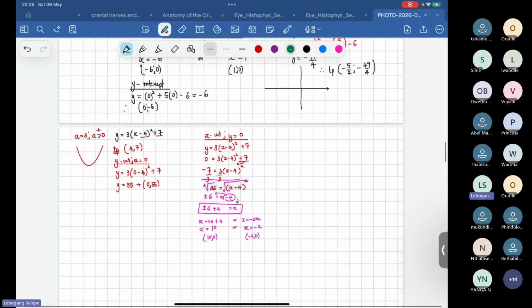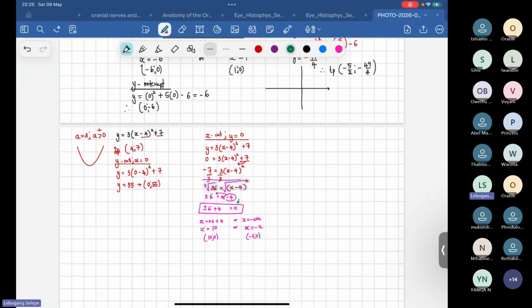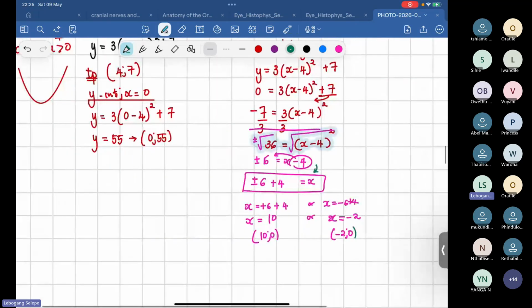Okay, so similarly, if you know how to draw the graph of a parabola given the equation, you should also be able to use a given graph to determine the equation of a parabola. Like, for example, if I give you certain things and then say you must determine the equation, you should be able to do that.